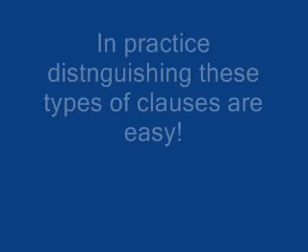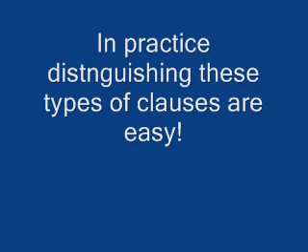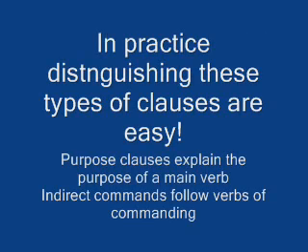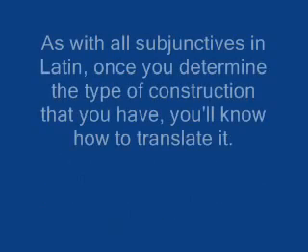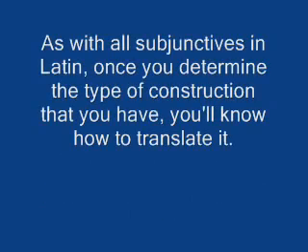So you see, in practice, distinguishing these two types of ut plus subjunctive clauses is extremely easy. In the first example, the ut clause was explaining the purpose for the main clause. In the second example, the ut clause is following a verb of commanding. So, as always with subjunctive, once you determine what type of construction you have, you'll know how to translate it. That's it.